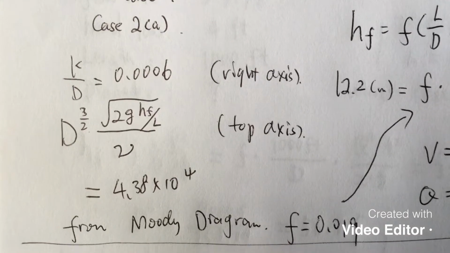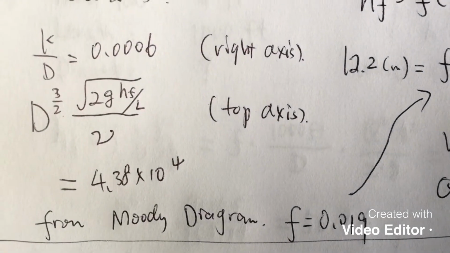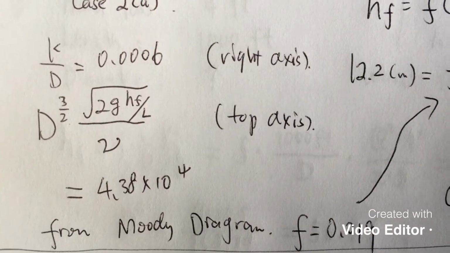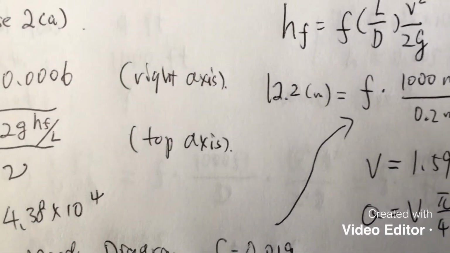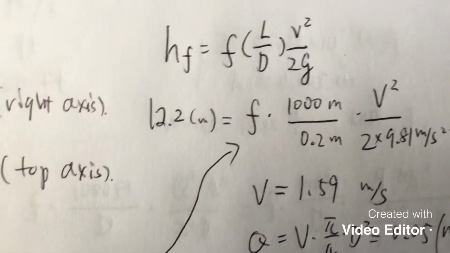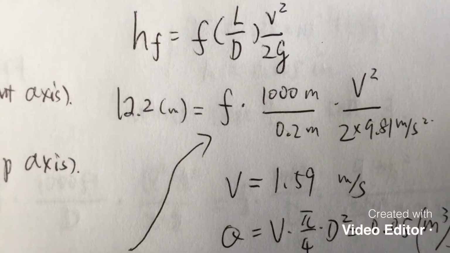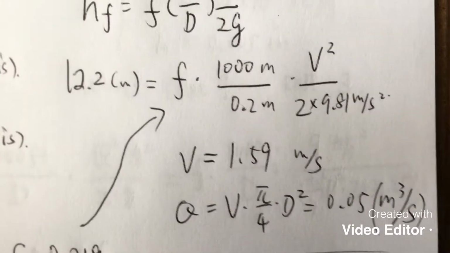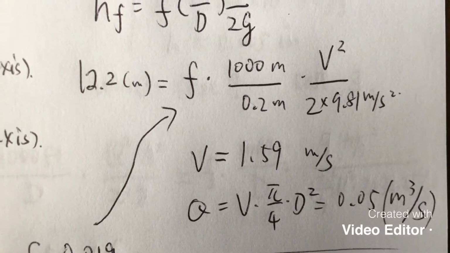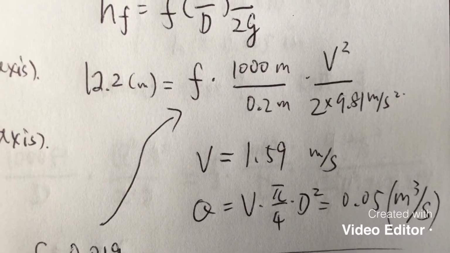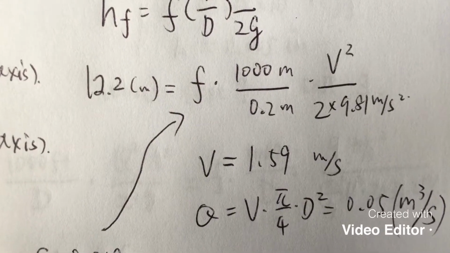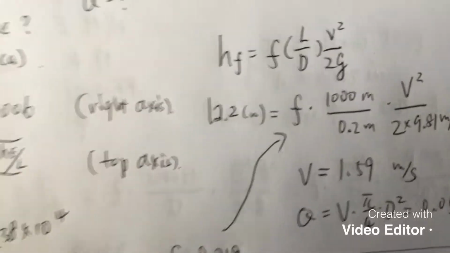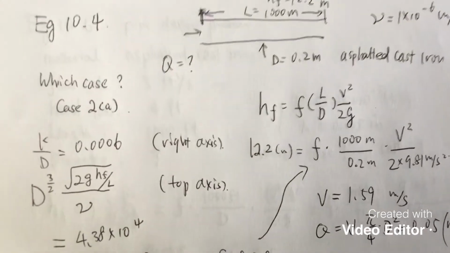So you have the right axis and the top axis. From the Moody diagram, we can find our F is 0.019. Then substitute F into this equation, and we can calculate velocity V, 1.59 meter per second. Then the flow rate will be V times quarter pi D squared, which equals 0.05 cubic meter per second. So this is example 10.4.